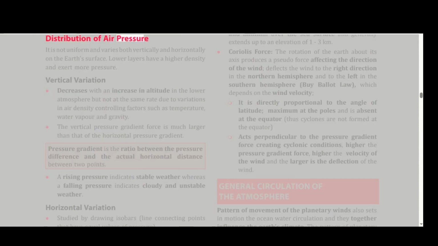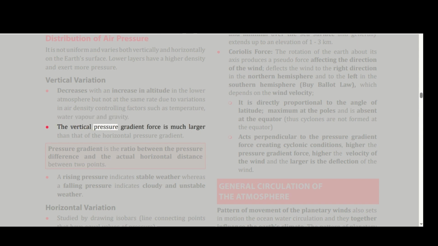Distribution of air pressure. It is not uniform and varies both vertically and horizontally on the Earth's surface. Lower layers have a higher density and exert more pressure. Vertical variation. Pressure decreases with an increase in altitude in the lower atmosphere, but not at the same rate due to variations in air density controlling factors such as temperature, water vapor, and gravity.